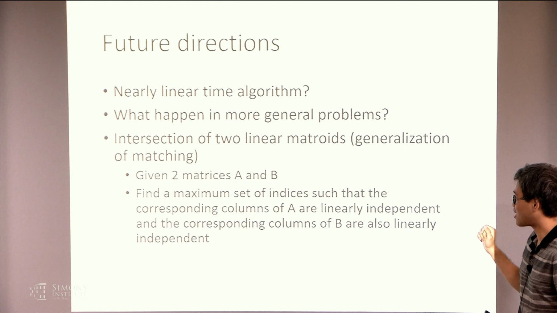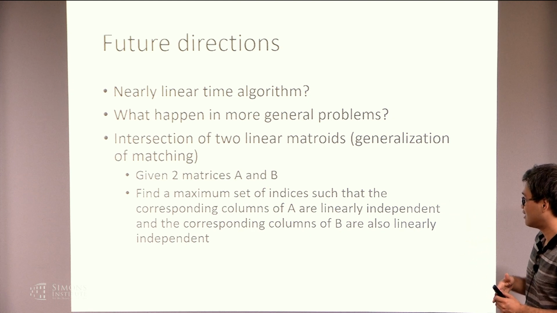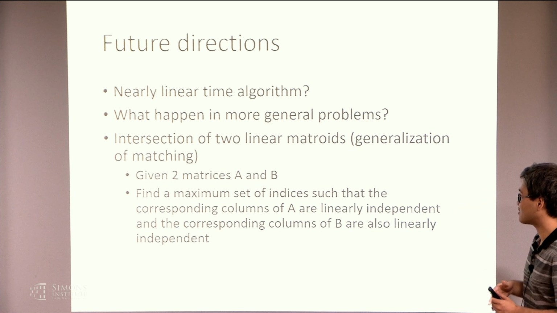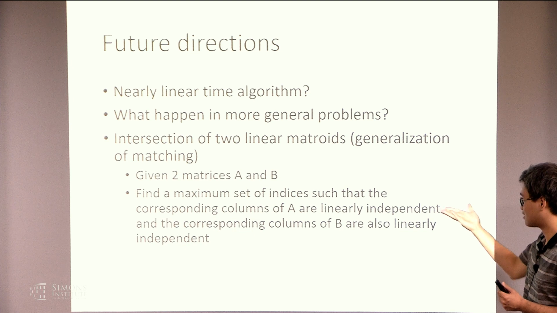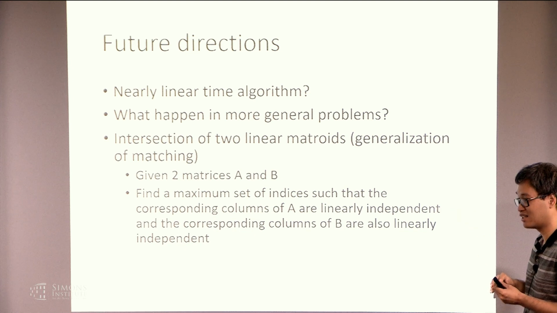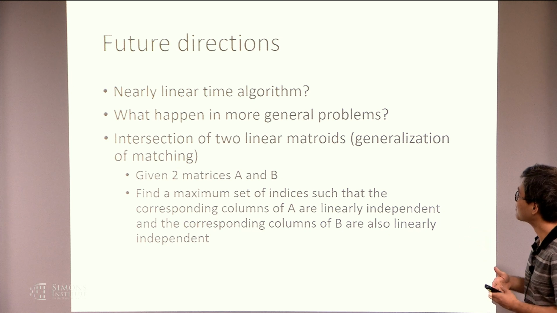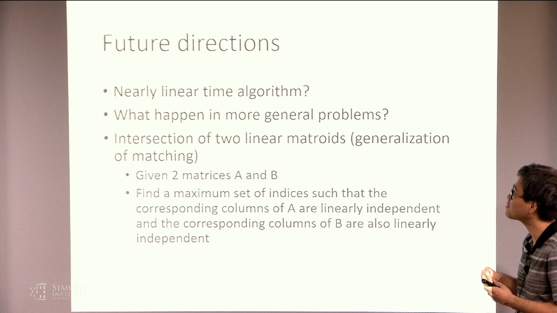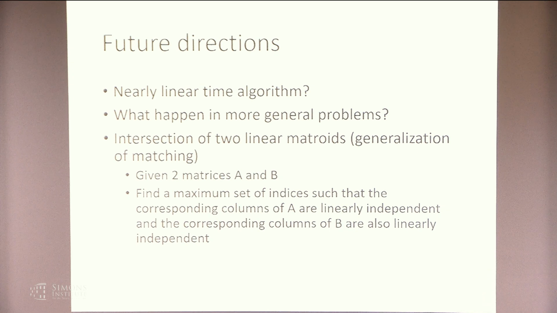This is a really curious problem. There are algorithms with running time, like I said, n to the omega, where n is the number of columns of these vectors. But is it possible to get something with sparsity plus the rank to the omega? I don't know, and that's a very curious question. So hopefully someone will resolve it. Thank you.